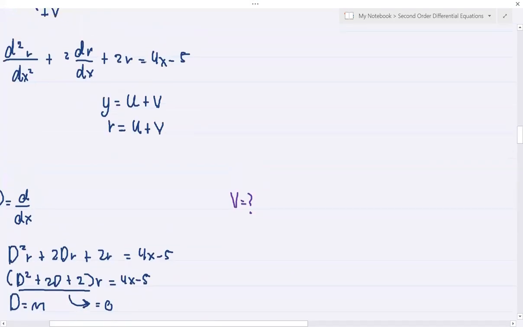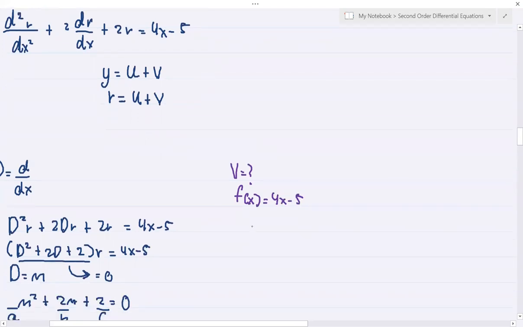So to find your v, be observant to your function on the right side. Your function on the right side is a polynomial function, so we have 4x minus 5. If it is a polynomial function, then your v is equal to ax plus b. What I did here is copy the format of your function, from 4x to ax and from -5 to b. So I will have ax plus b.